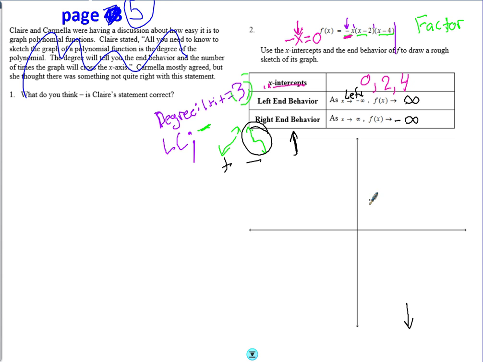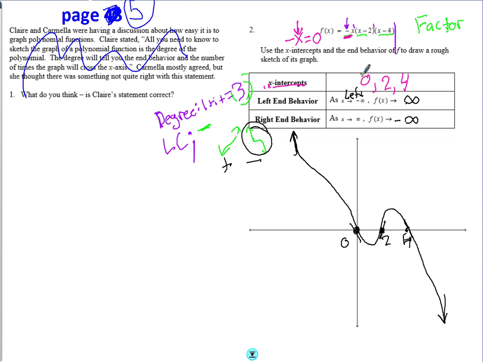Now to finish it off, all we have to do is make a little spot for each of our x-intercepts, 0, 2, and 4. And I'm actually going to move this over a little bit. Here. And since each of them have a multiplicity of 1, I know that I'm going to go straight through the x-axis every time I reach one of these x-intercepts. So I'm going to start up here. I'm going to go straight through at 0, straight through at 2, straight through at 4.